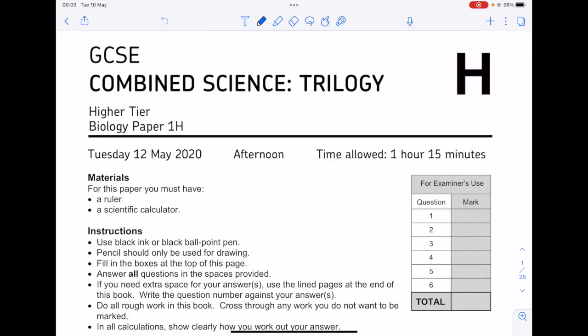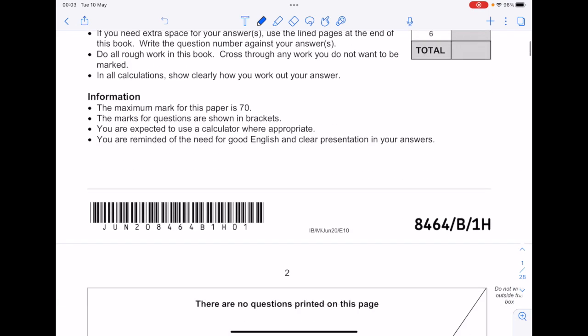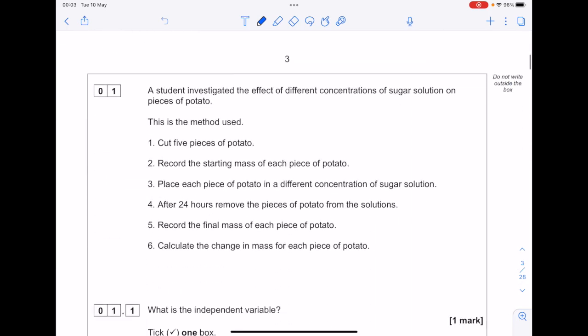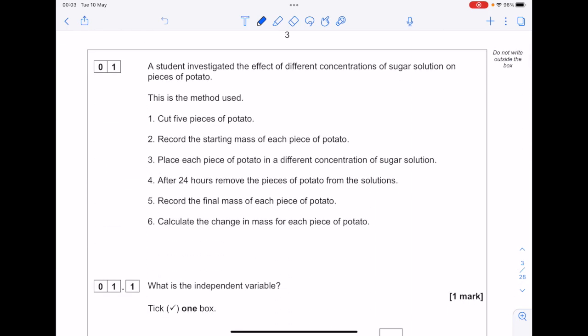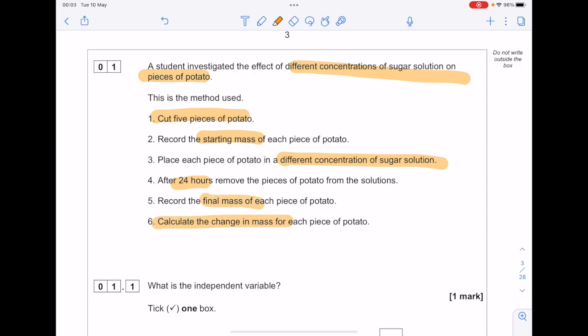This is an AQA Trilogy paper, Biology 1H from May 2020, GCSE. A student investigated the effect of different concentrations of sugar solution on pieces of potato. This is the method used. Cut 5 pieces of potato, record the starting mass, place each piece of potato in a different concentration of sugar solution. After 24 hours, remove the pieces of potato, record the final mass, and calculate the change in mass.